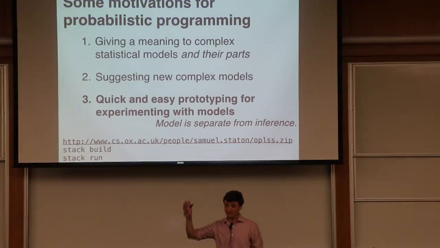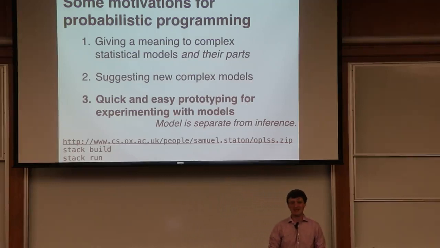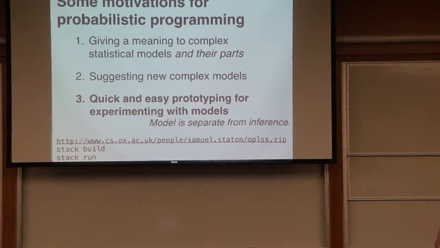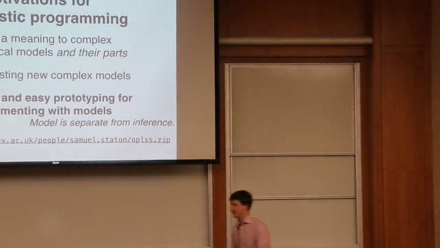Does someone remember Bayes' law? Can someone tell me what it is? P of A given B equals P of B given A, divided by P of B, times P of A. Okay. In words? Somebody want to say it in words? Yeah. Posterior probability is proportional to the likelihood. Great, yeah.